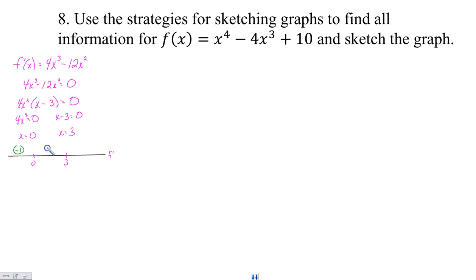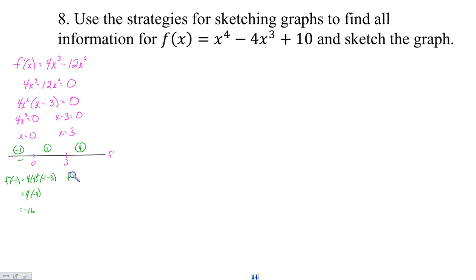So test points, negative 1, 1, and possibly 4 would be good ones. And we'll take these and plug these into our first derivative. I think I'd like to plug in a number rather than just x. So f prime of negative 1. I'm going to plug them in here, so I'm going to have 4 times (negative 1) squared times (negative 1 minus 3). This is going to give me a positive 4 times a negative 4, which gives me a negative 16. So it looks like my function is decreasing on this interval.